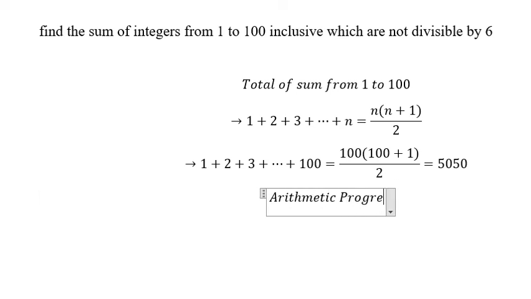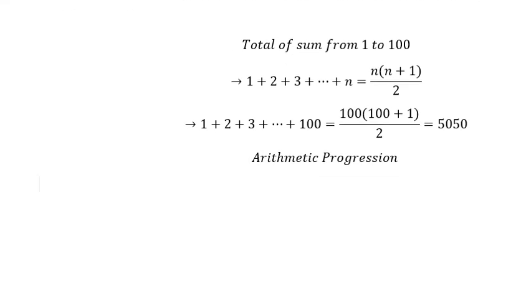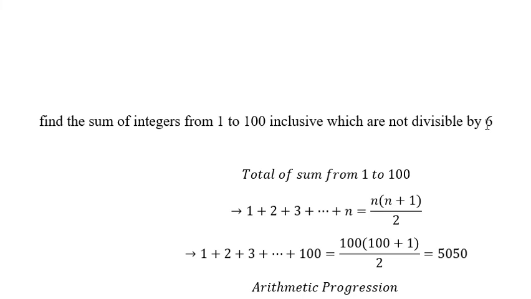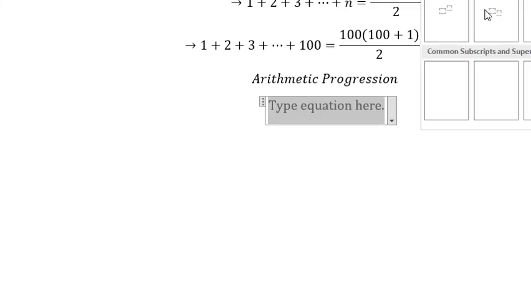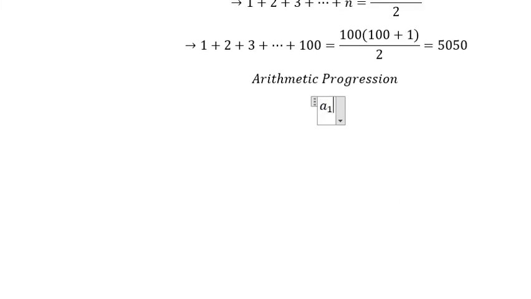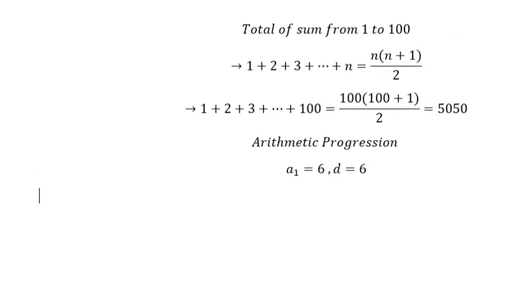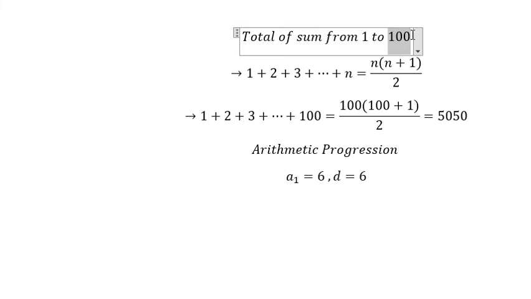The next one, we can use the arithmetic progression. So we know that we need to find the sum of the numbers that can be divided by number 6. So the first term I need to choose is number 6, and the difference in here is number 6. So we need to find the last number near to 100 in here. That is 96.